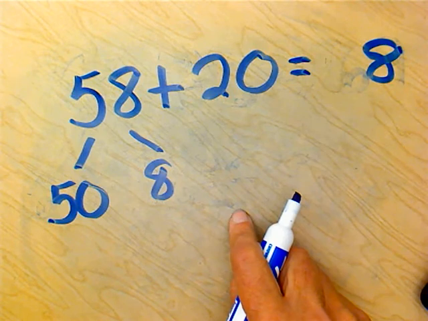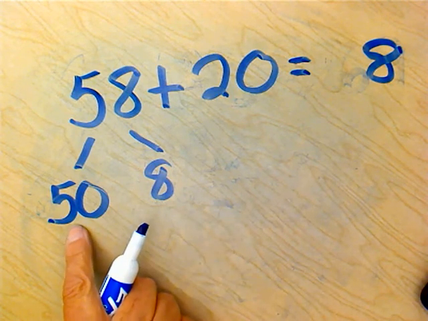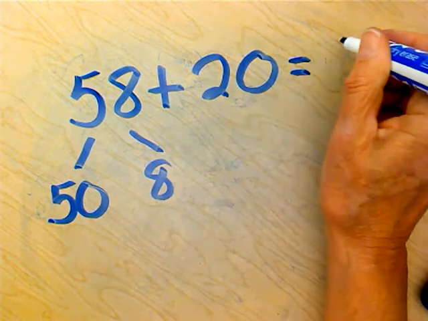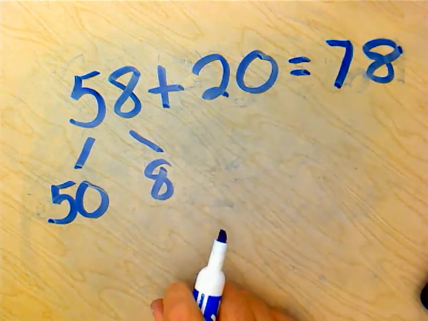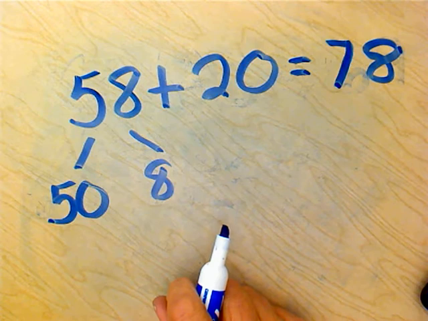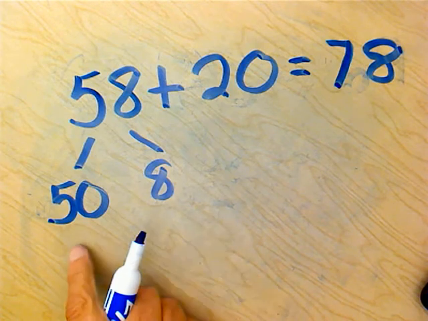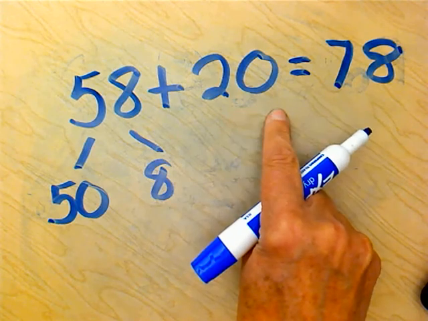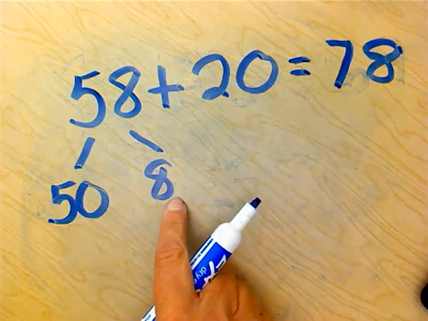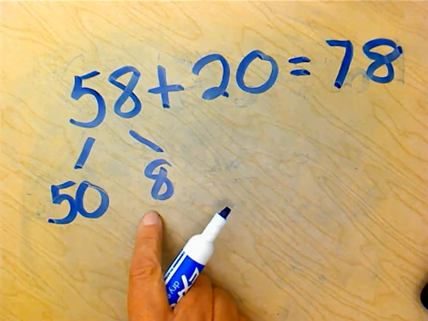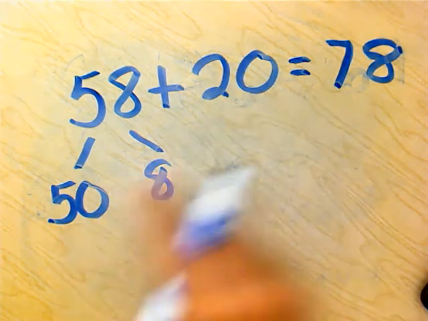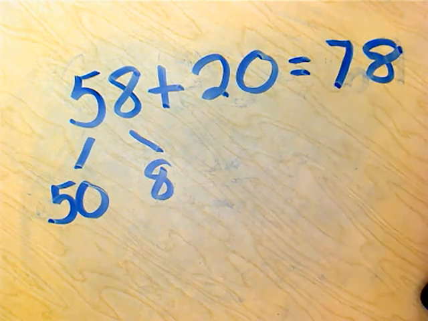Then I have to add my tens. Well, I've got 50 plus 20, which would be 5 plus 2. That gives me 7 tens, and I end up with 78. So I can do it even when I'm doing two digits. All I have to do is break apart my tens from my ones, add my ones, then add my tens, and I come up with my sum. Shall we try another one?